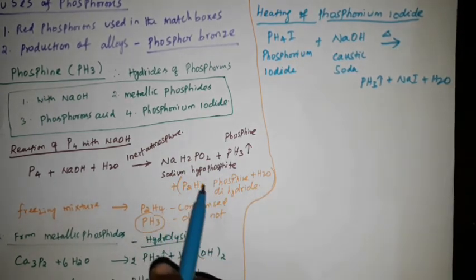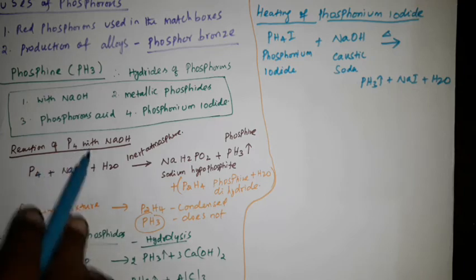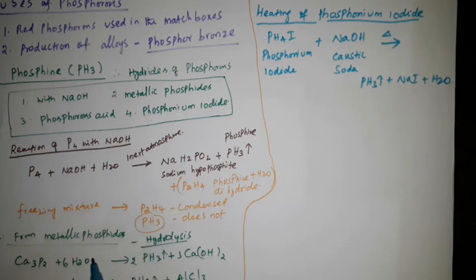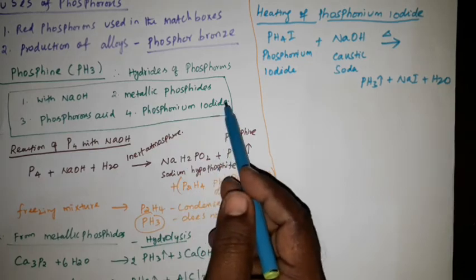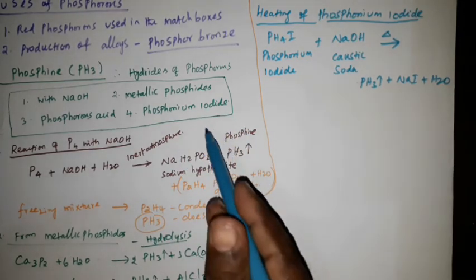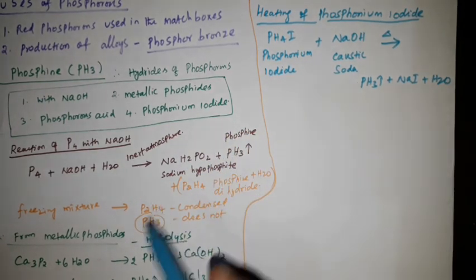Okay. Now see, there are 4 methods we are using to prepare pure phosphine. One is with sodium hydroxide. Second is hydrolysis of metallic phosphide, for example calcium phosphide. Then heating of phosphorus acid. Then the fourth one is heating of phosphonium iodide with caustic soda, for example sodium hydroxide. Clear?